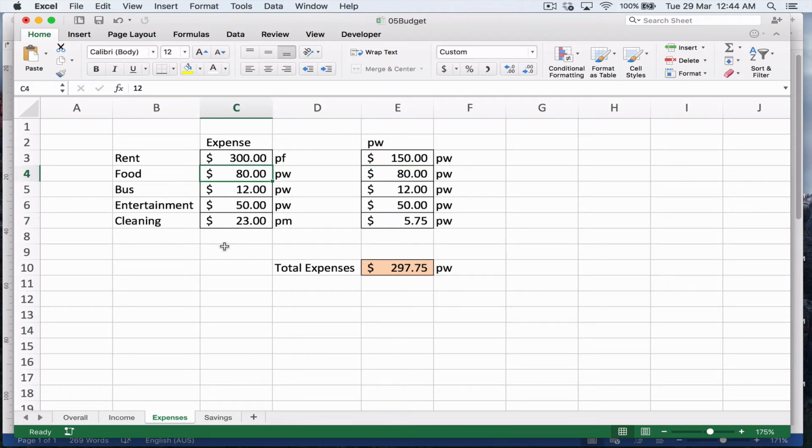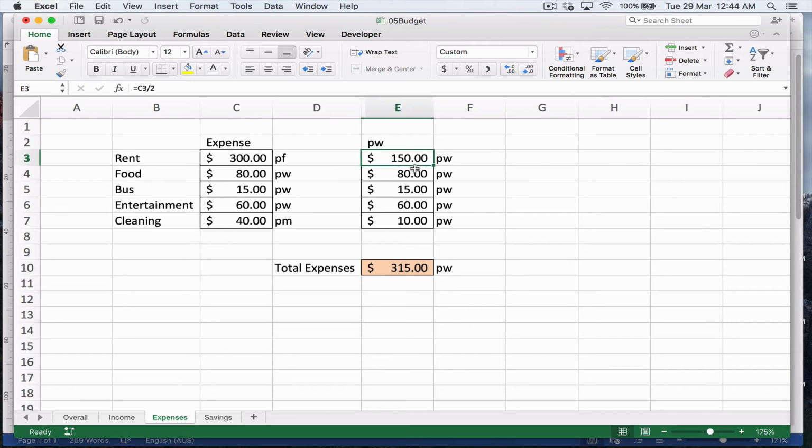Food might be $80. Bus, it might be $15 per week. Entertainment, depends how much you like your entertainment, $60 per week. And cleaning, well, I'm paying $40 per month. Okay. Now the problem is we need everything per week.